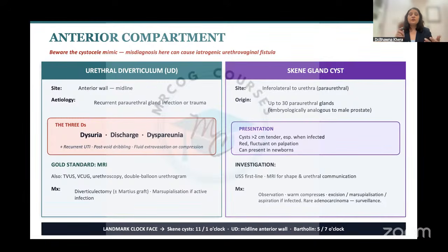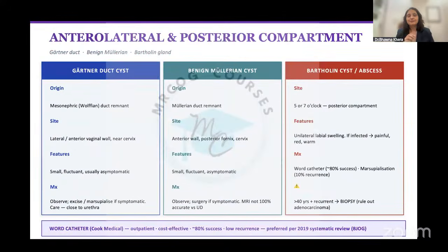What we need to do, we can treat it like any abscess. If it is small, a warm compress. Otherwise, we can excise, marsupialize, or aspirate if needed, but there is a rare possibility of adenocarcinoma, so surveillance is very, very important. Skene's glands are present at the 11 and 1 o'clock position, right? Your clock points towards 11 and 1, and for Bartholin, it points towards 5 and 7. Very important clock points here.